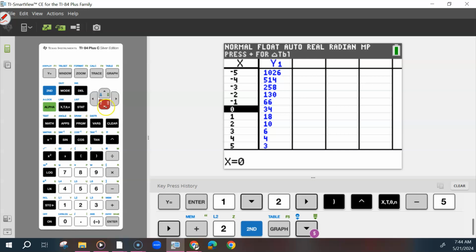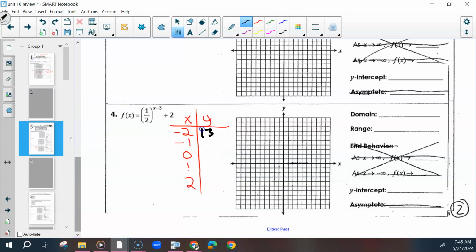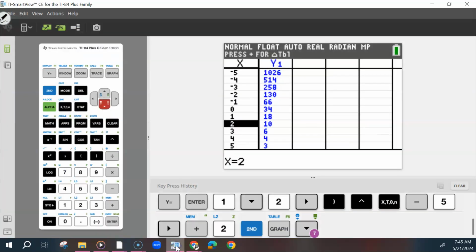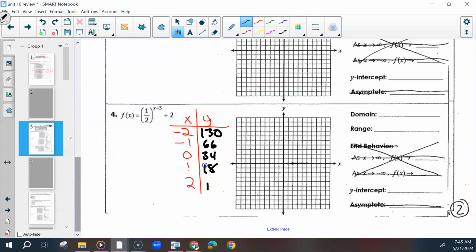Now, at those 5 points, you have really big numbers. 130, 66, 34, 18, 10. I'm still going to write those down. But the only one I can really graph out of all of those is the 10. And I want 3 to 5 points on this graph. So I'm going to find some others.